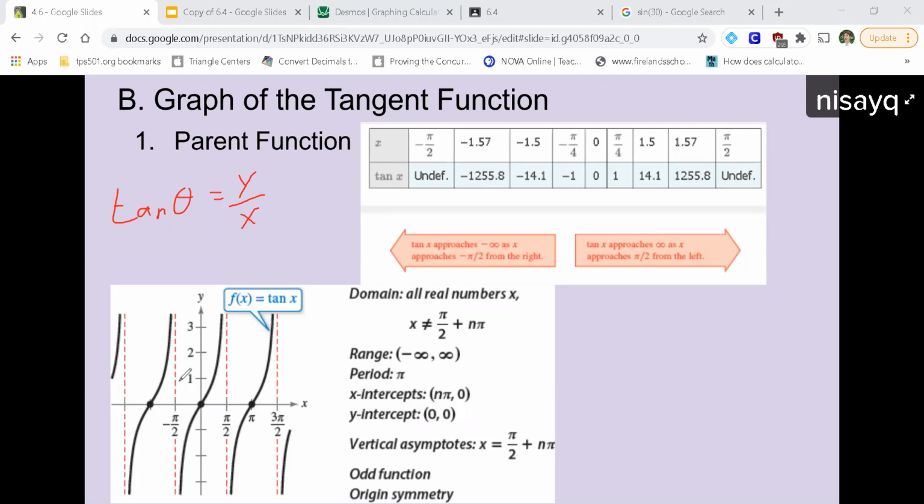And when that x value is 0 at those points, any number divided by 0 is undefined, right? You can't divide by 0. So those make vertical asymptotes in our graph every pi over 2. And as you get closer to negative pi over 2, our y values go infinitely in the negative direction. And as we get closer to pi over 2, our y values get infinitely larger.